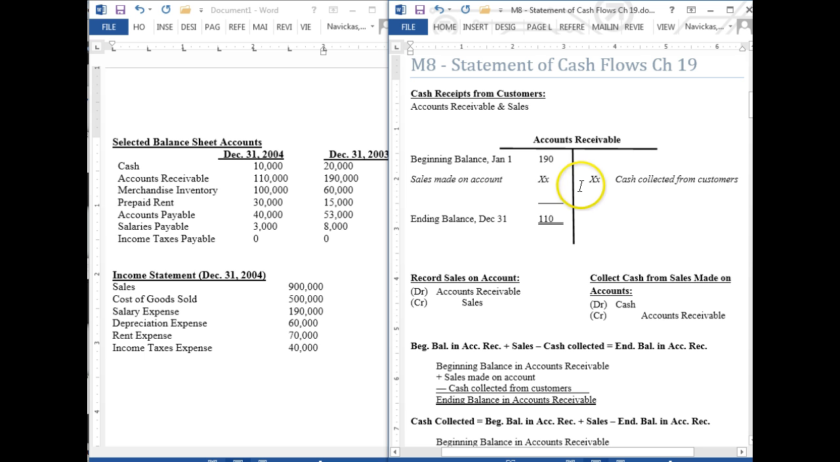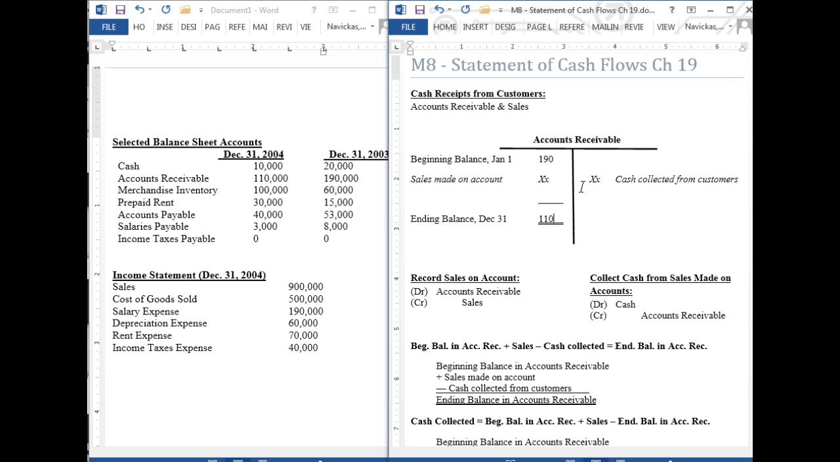So we're going to use the T account approach. When we do cash collected from customers, we're always going to make a big T account for receivables. We put our beginning balance in, our ending balance in, and then we have to ask ourselves, how does cash impact the receivables account? So when do we use cash in receivables? What does that journal entry look like? Our receivable goes down when we get cash from our customers. So we debit cash, we credit the receivable.